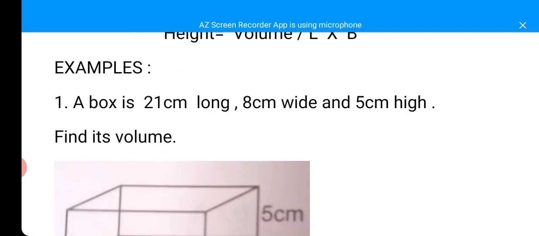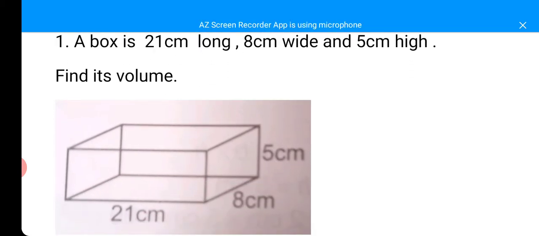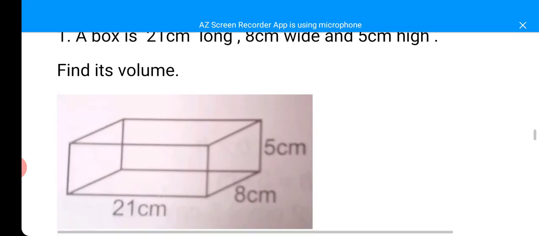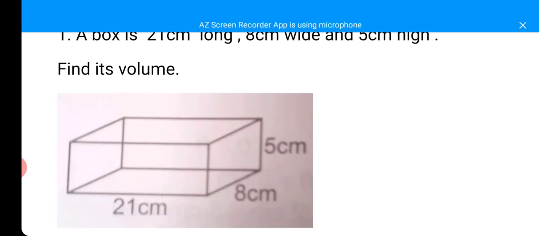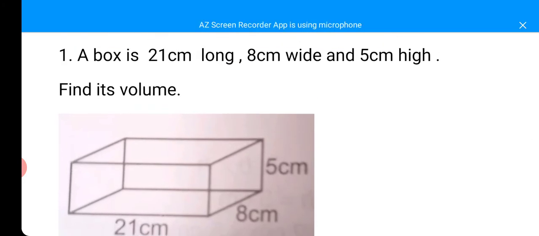Example 1. A box is 21 cm long, 8 cm wide, and 5 cm high. This is a box that looks like a cuboid. The length is 21 cm. The breadth is 8 cm, while the height is 5 cm. We have to calculate its volume.